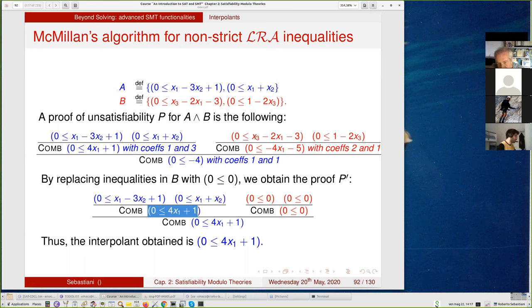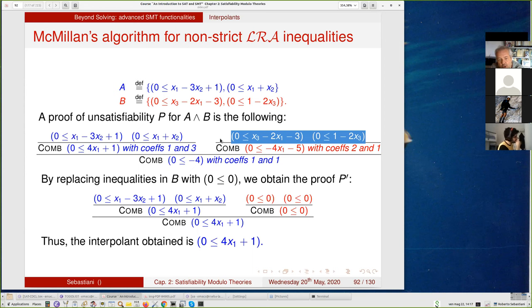Here you substitute this, which comes from B, with zero. So with true, right? Zero is smaller or equal than zero. That, of course, combined gives, again, zero smaller or equal than zero. If you sum this with coefficient one, you obtain zero smaller or equal than 4x1, which is exactly our interpolant. Okay? So intuitively, we take the part of A which had a role in combining with B to produce false. Okay?